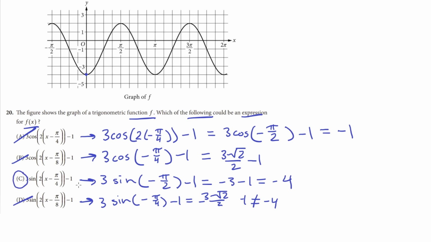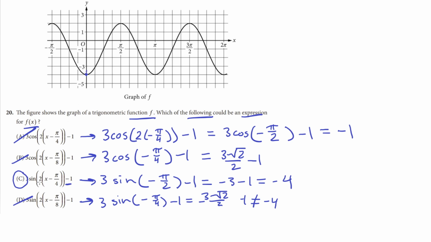We can also look at the actual transformations of answer choice C, apply them, and undo them to get the original sine function. So see here we have a negative 1. This is a vertical translation of the graph down by 1. So the actual graph, if we remove the negative 1, would be shifted up by 1.